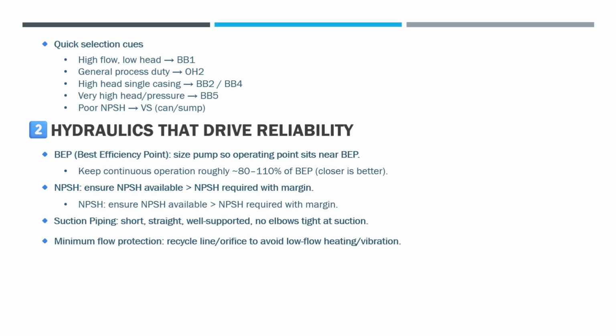Hydraulics that drive reliability. To make the pump last, you need to respect hydraulics. BEP, best efficiency point. Always size so the duty point is near BEP. Keep operation between 80 to 110% of BEP. NPSH: ensure NPSH available exceeds NPSH required with a margin, typically 10 to 30%. Suction piping: short, straight, and well supported. Avoid elbows near the suction nozzle. Minimum flow protection: provide recycle line or orifice to avoid overheating and vibration at low flow.